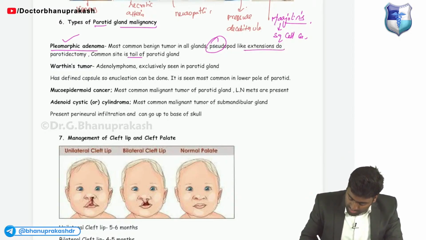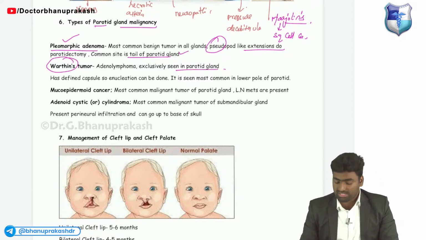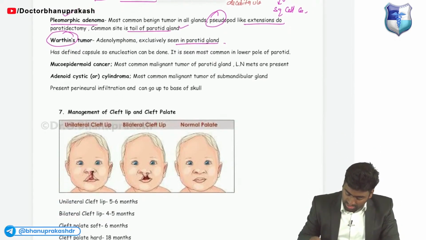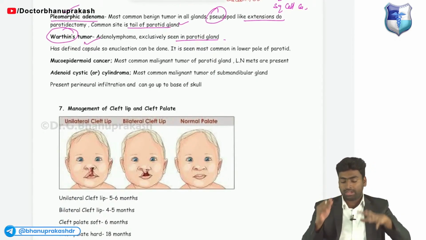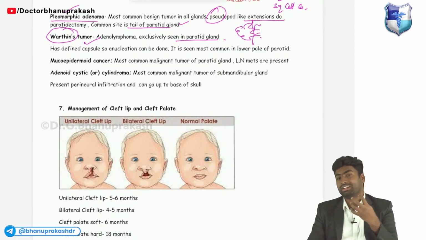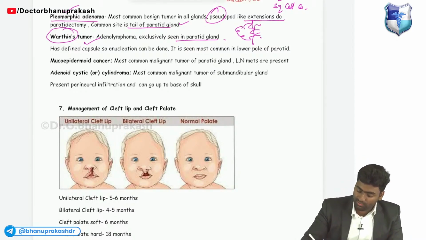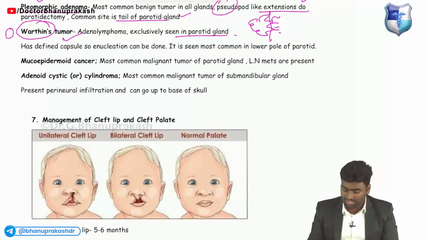And it is most commonly at the tail of the parotid gland. And Warthin's tumor, remember, it is exclusively seen in the parotid gland. Fine. And it has a defined capsule. So unlike pleomorphic adenoma, which will be having this pseudopodia extension and neural involvement, so we cannot enucleate and we need to excise. Whereas Warthin tumor will be having this capsule, so we can do enucleation and remove it.